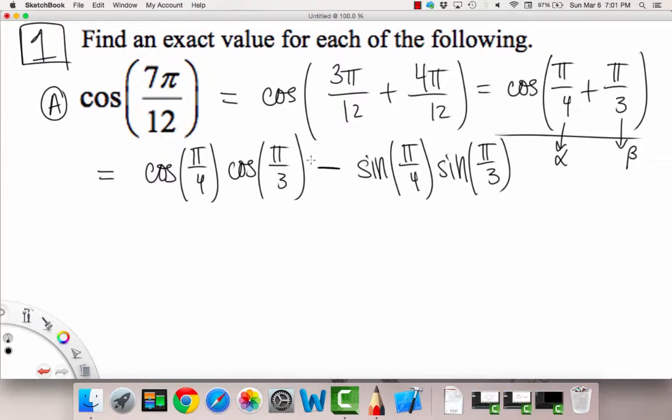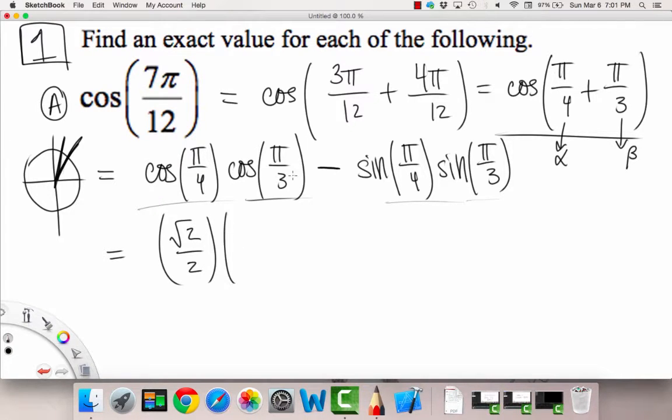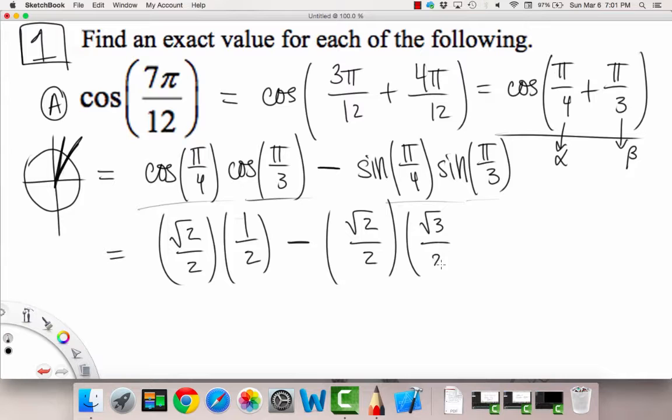So we get something like this, and now all we have to do is use our unit circle and our knowledge to figure out the values of each of these mini terms. So here's pi over 4, that's halfway in between, and pi over 3 is this one, like 60 degrees. So cosine of pi over 4 is just our normal radical 2 over 2. Cosine of pi over 3, that's our x value, that would be a positive 1/2. Minus sine of pi over 4, that's also radical 2 over 2. And sine of pi over 3 is radical 3 over 2. So this just becomes radical 2 minus radical 6, over 4.